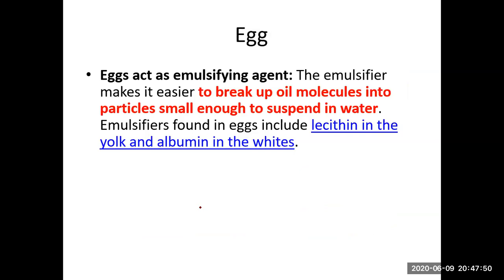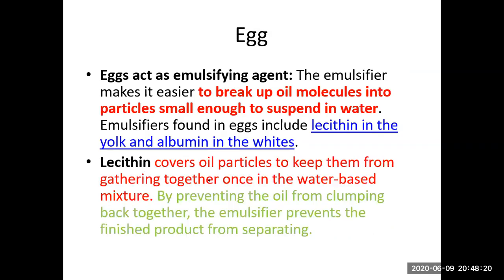Then eggs also act as an emulsifying agent. So first of all, we have to know what an emulsifier is. An emulsifier helps to break up oil molecules into particles small enough that they can be suspended in water. In egg, there is an emulsifying agent called lecithin, which is contained in the egg yolk, and another is albumin in the whites. Both act as emulsifying agents. And lecithin covers oil particles to keep them from gathering together in a water-based mixture.